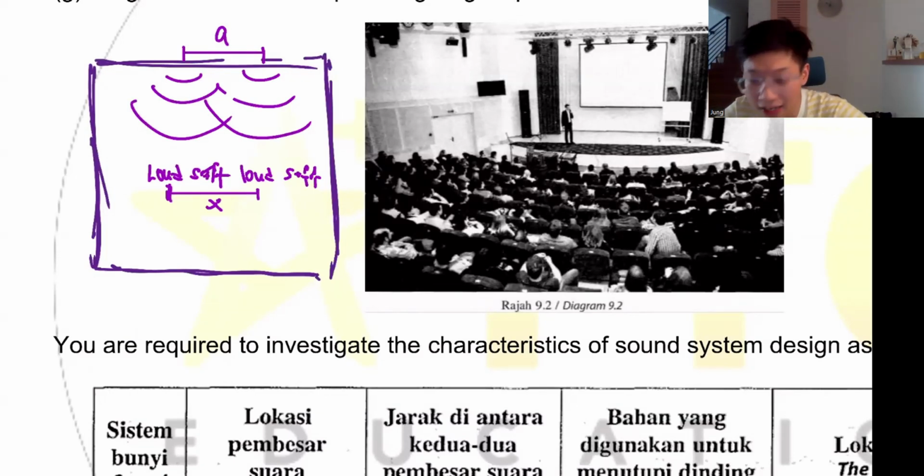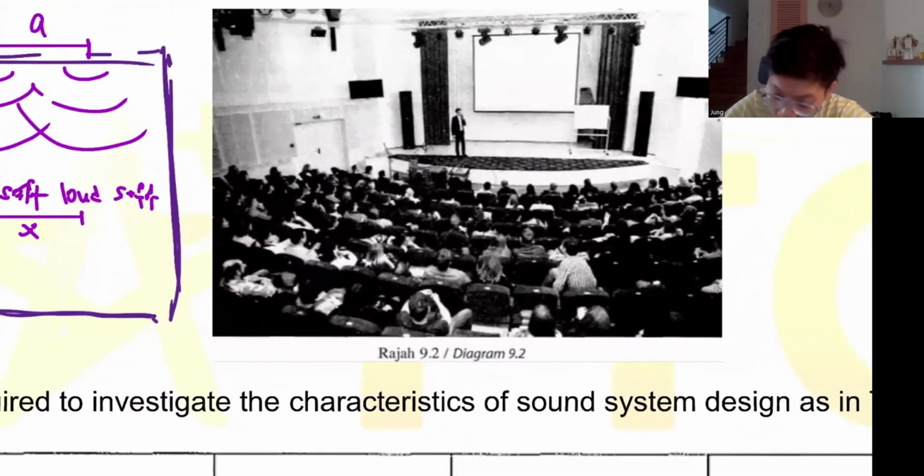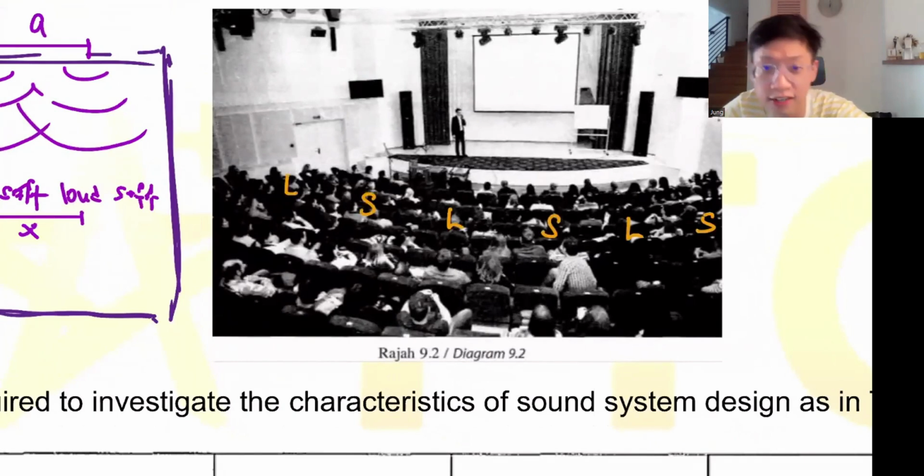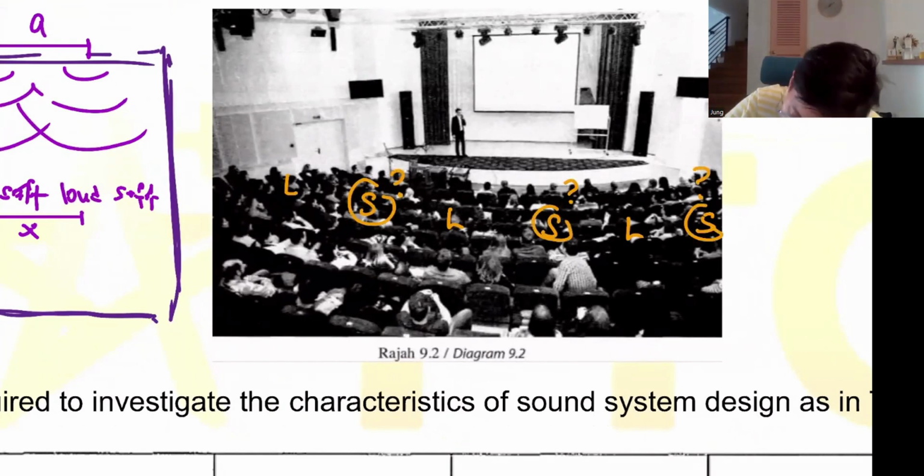Okay, imagine this hall. If very far means this is loud sound, this is soft sound, this is loud sound, this is soft sound, this is loud sound, this is soft sound. So the people here will be like, what the hell? Why so soft? Okay, another option is we do this.